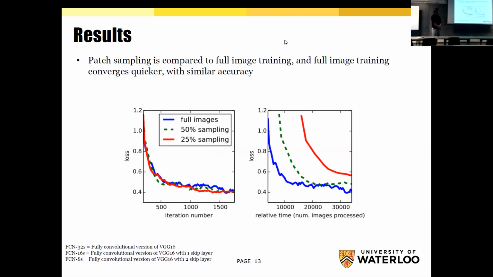And what they found is that there isn't really a big difference in terms of loss between using full images or patches. They were actually able to train their network quicker if they used full images rather than patches. So that's one of the benefits: you don't have to do patch sampling.